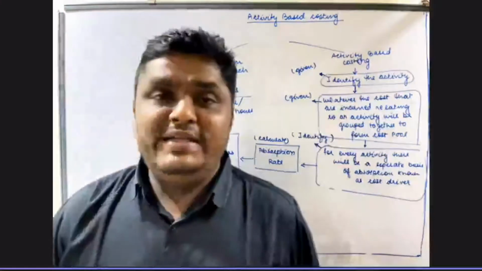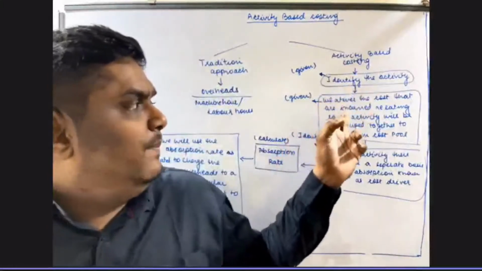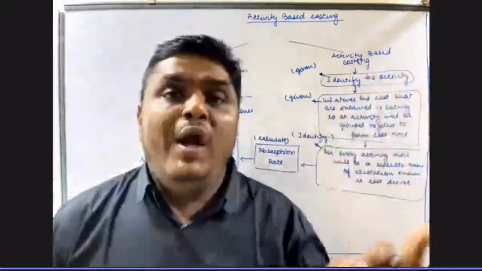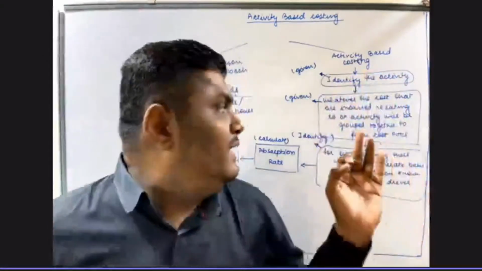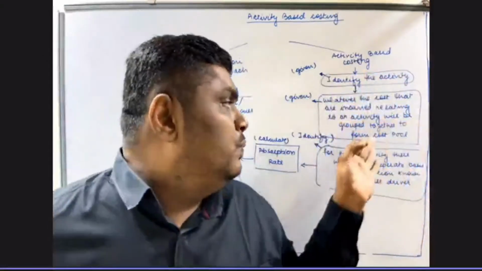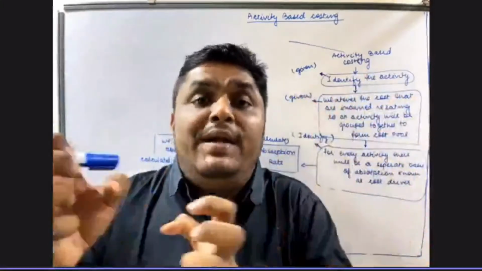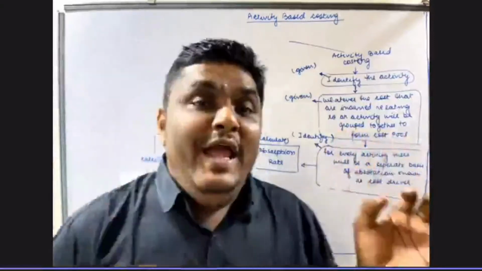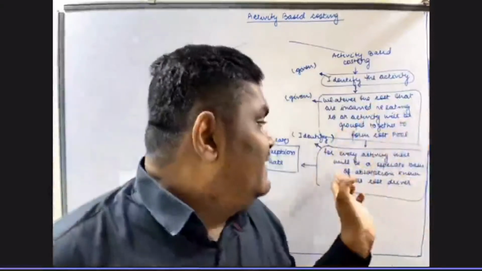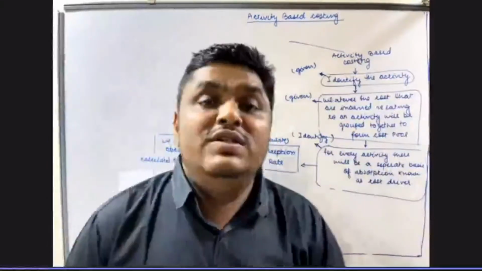I request you guys to please copy the part. So, Varsha, when talking about the second point, whatever costs are incurred relating to an activity will be grouped together to form a cost pool. Whatever cost is incurred for a particular activity will be grouped together to form a cost pool. And for every activity, there will be a separate basis of absorption known as cost driver.